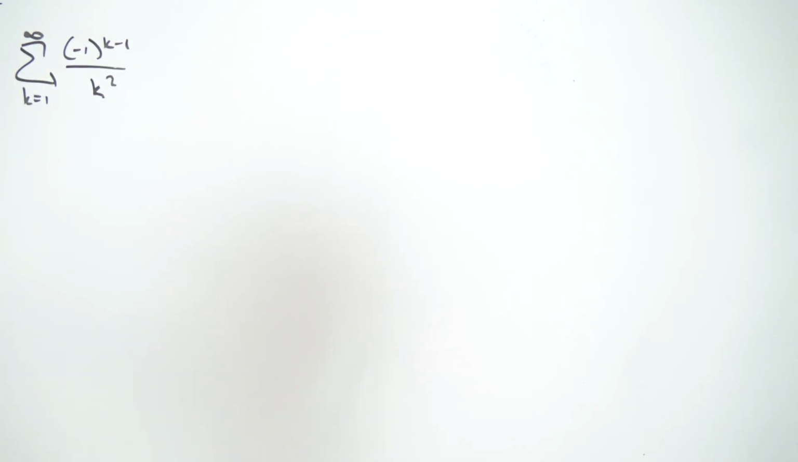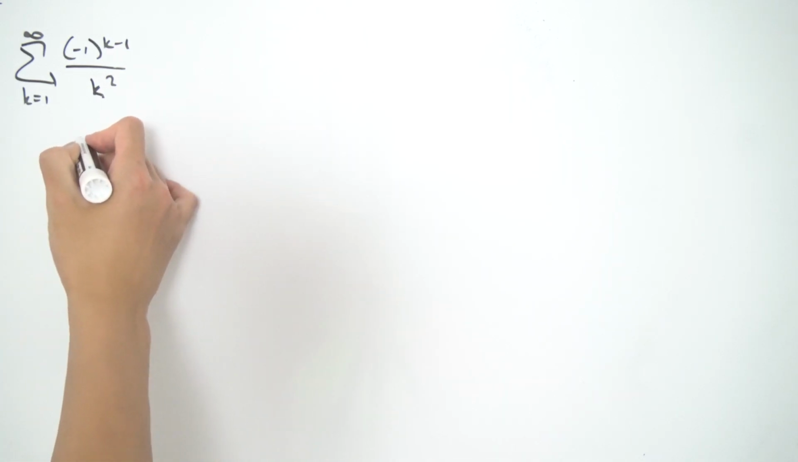Greetings everybody, and today we're going to be using complex analysis to evaluate the alternating Basel problem. So that's the infinite sum running from k equals 1 to infinity of (-1)^(k-1) over k squared.